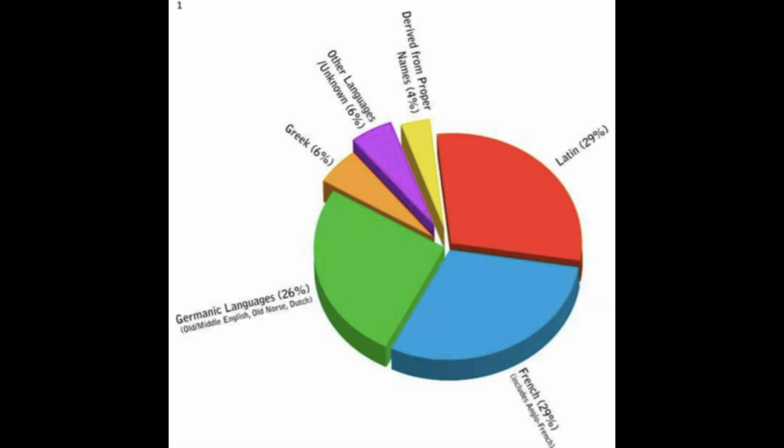The following pie chart gives information about the proportion of languages. The items include Latin, French, Germanic languages, words derived from proper names and so on. According to this pie chart, the proportion of Latin is around 29%, and that of Germanic languages is lower, which is around 26%. You can see from this pie chart that the highest proportions are Latin and French, which are around 29%. You can also see from this pie chart that the lowest proportion is words derived from proper names, which is around 4%. In conclusion, Latin and French have the highest proportion of languages.